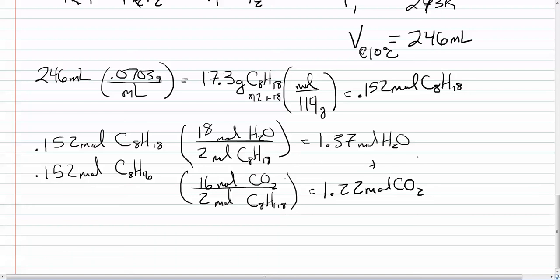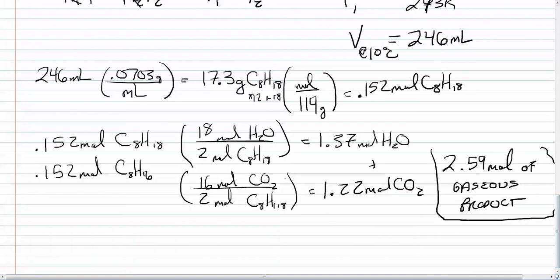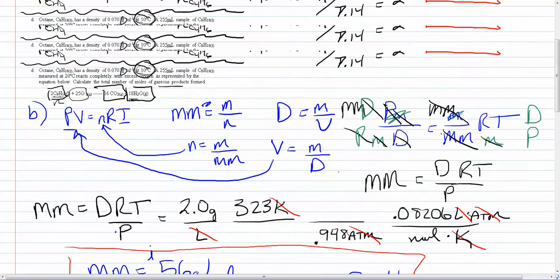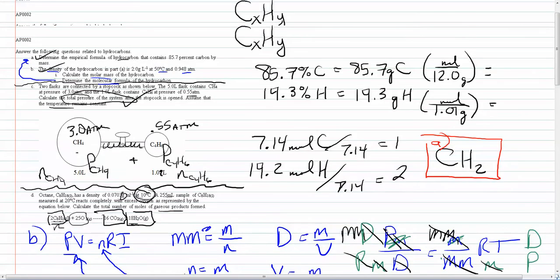Add those together, we're looking at 2.59 moles of gaseous product. And once again, we have our answer. We give that nice little box. This is our answer to part D. Awesome. So at this point, we've solved them all.